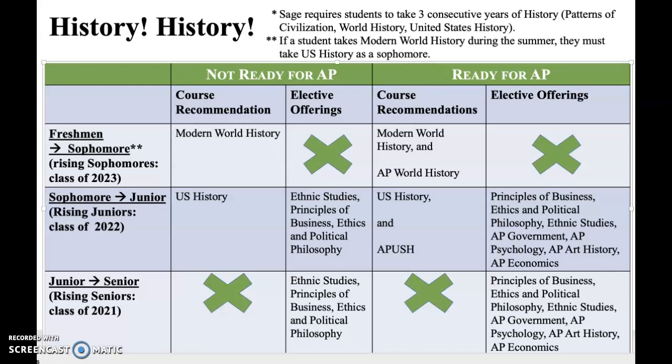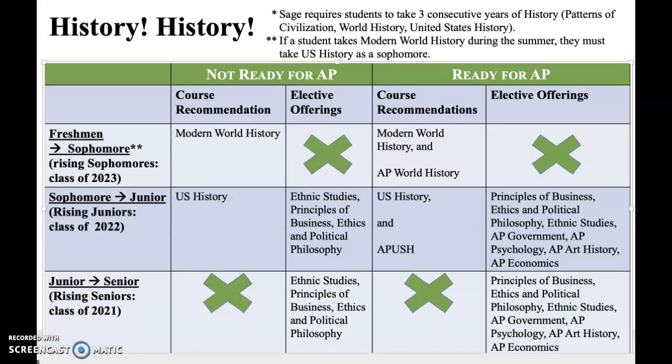Something else that may come up for rising sophomores, they may opt to take modern world history during the summer. If they take modern world history this summer, they still need to take U.S. history next year as a sophomore.